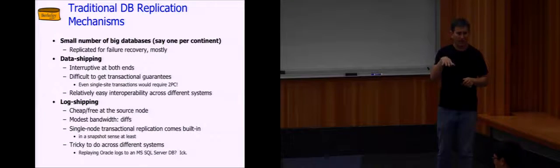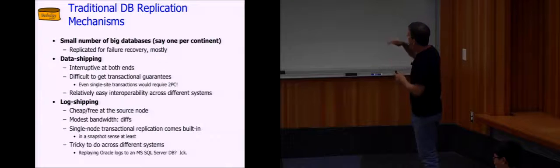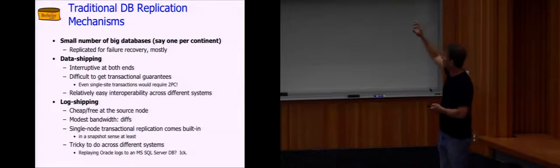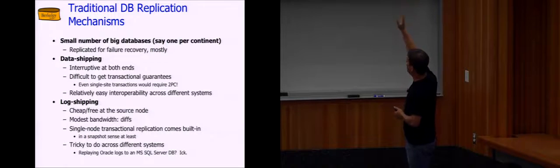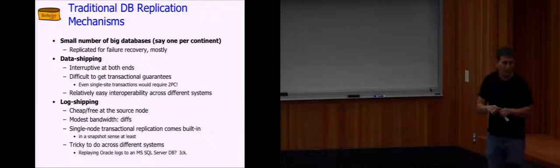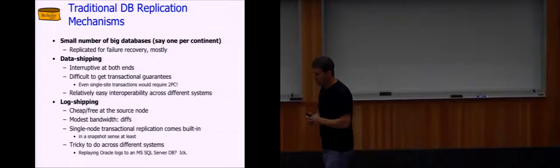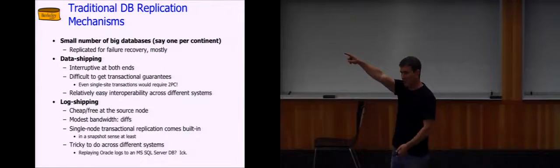There's a couple in America, there's a few, but it's something like a dozen. So you have a few big databases, all right? And let's say there's one per continent, and they're replicated for failure recovery mostly, okay? So there's two ways to make sure that they stay replicated. That is to say, when I get updates here, how do I make sure they show up there?